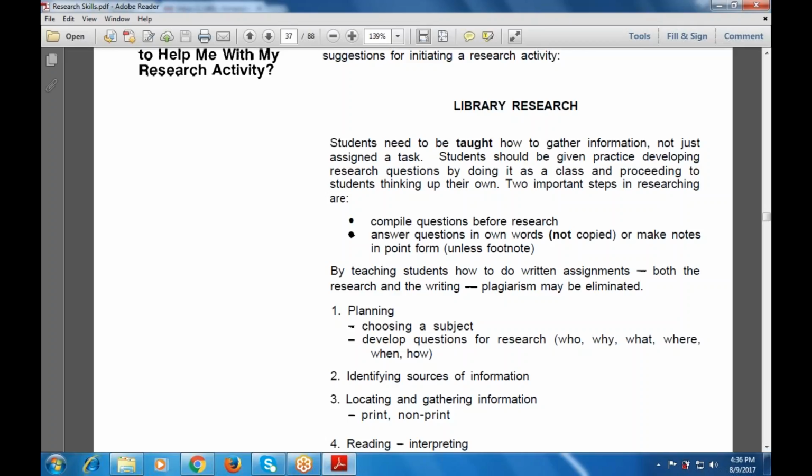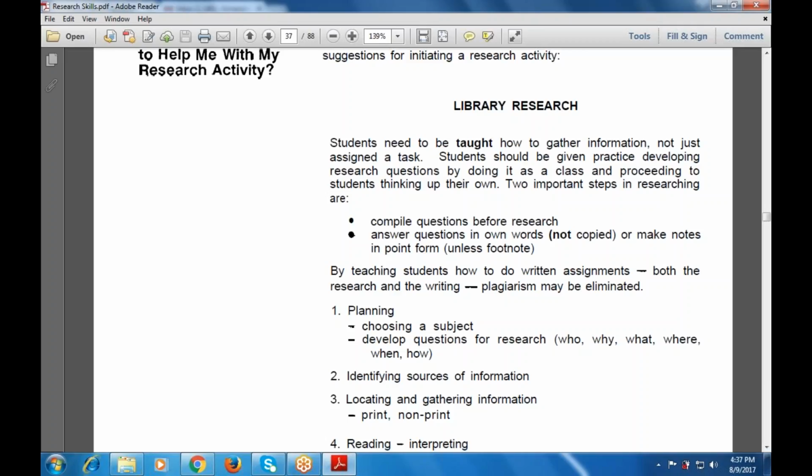There are two important steps that are carried out: compiling the questions and answering the questions. Compile means the arrangement or sequence of each and every question. So before the research, compile the questions and compile the pages, the various pages that will be included. How can we note them, how can we practice by doing it in the class and then proceeding to the questions. And answer the questions in their own words, not copied words, and make the notes in point form also. Don't copy from any other place.